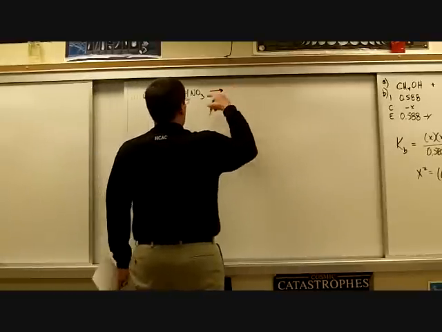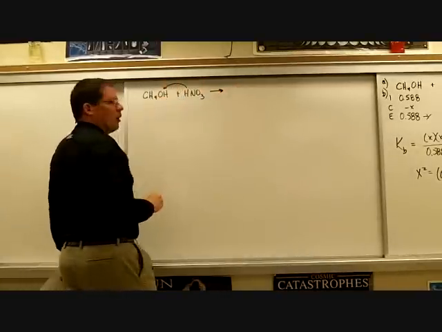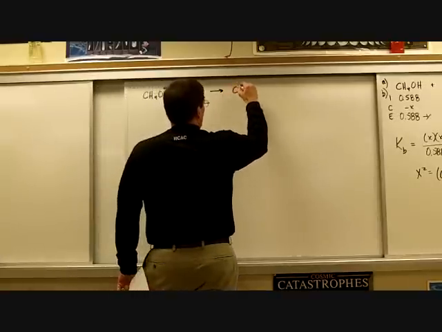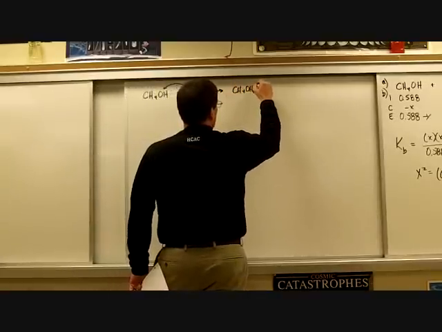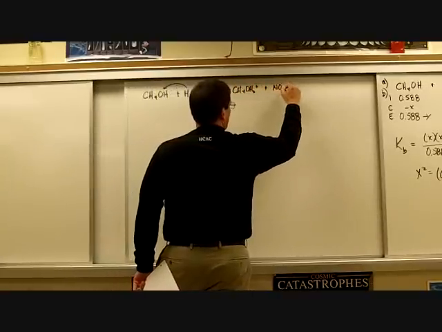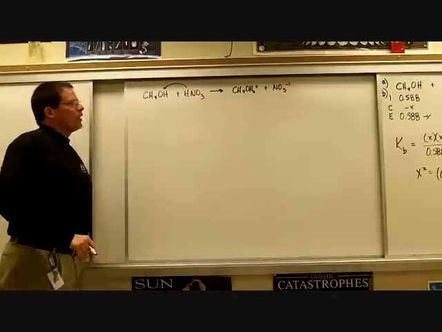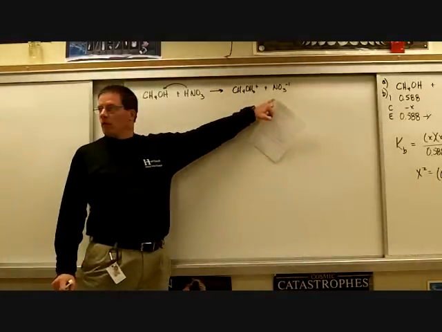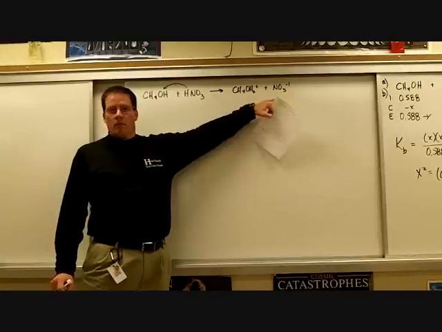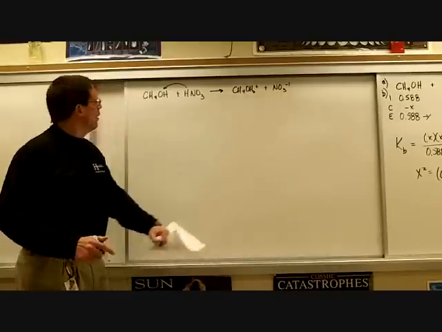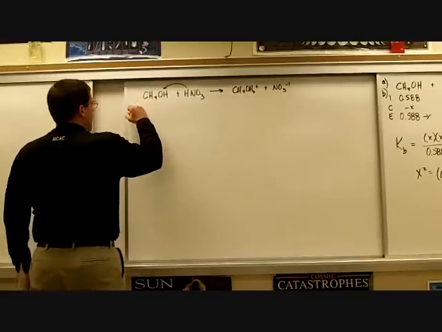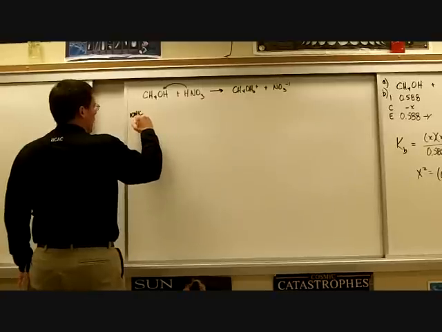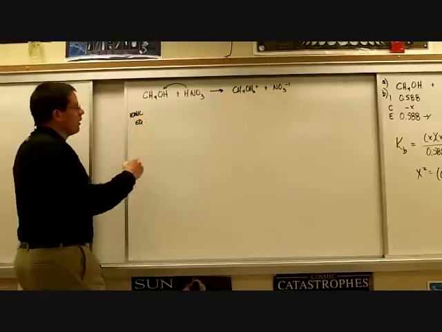What's going to happen is we're going to rip a hydrogen off and place it on the base. So we'll have CH4OH2 with a +1 charge and then nitrate. Okay? So that's our reaction. And what does the nitrate do in solution? Nothing. It's a spectator. So this is our equation, the ionic equation, or somewhat ionic equation, I should say.